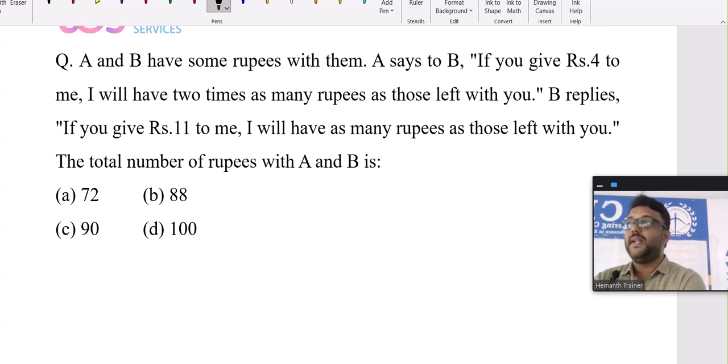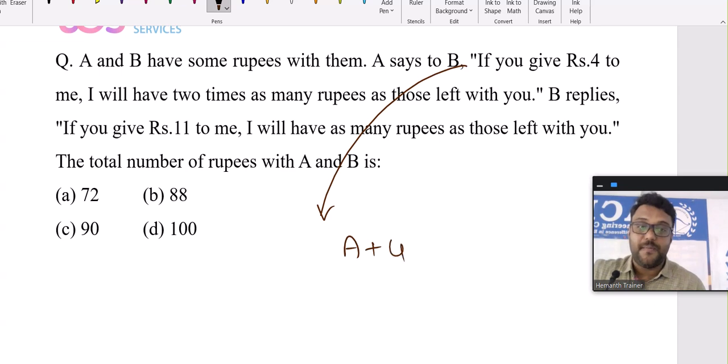Now what is the first statement? A says to B, if you give rupees 4 to me, I will have 2 times as many rupees as those left with you. After giving 4, whatever B is having now, A is twice of that. So initially A and B are having A, B, let it be. But as per the first statement, it means A plus 4.